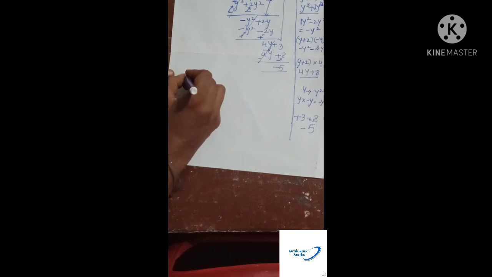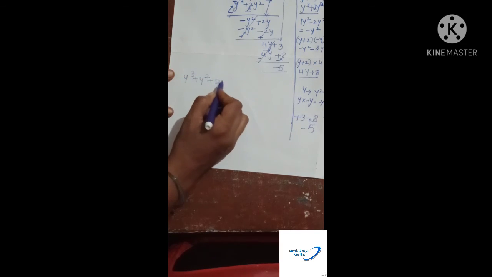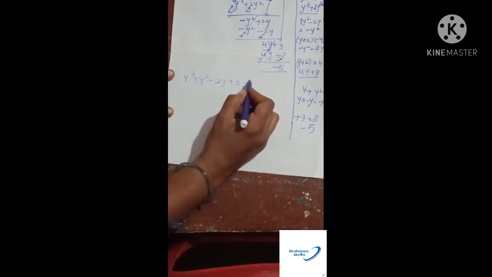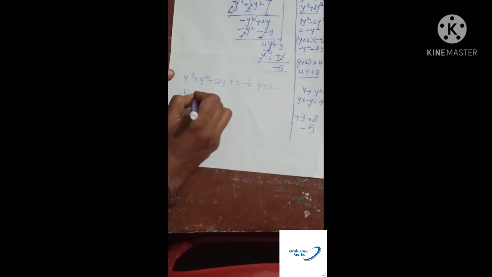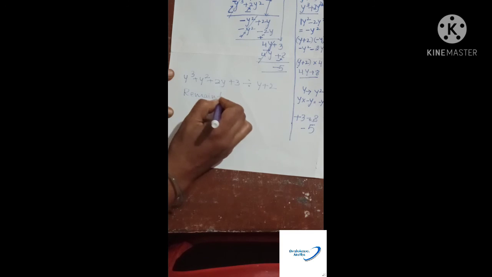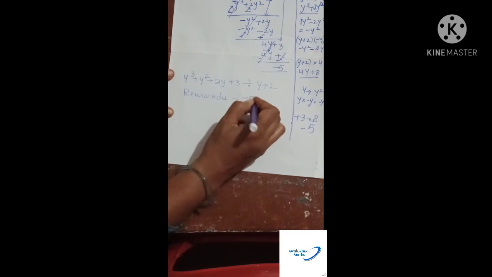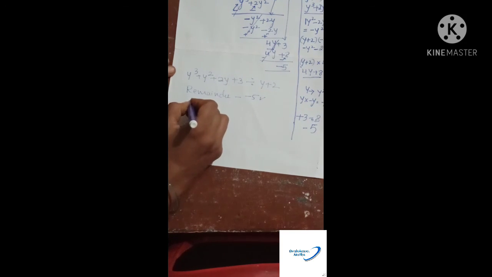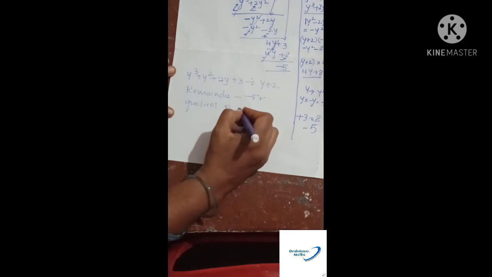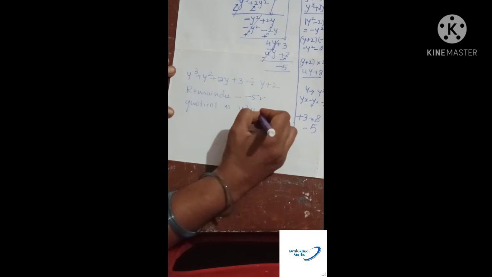That means when you divide y cube plus y square plus 2y plus 3 by y plus 2, you are going to get the remainder as minus 5, and your quotient is y square minus y plus 4.